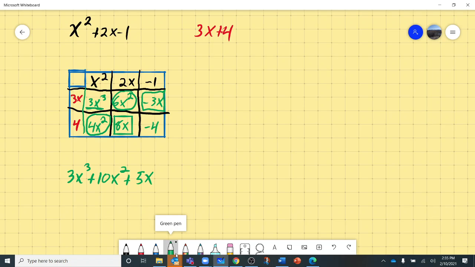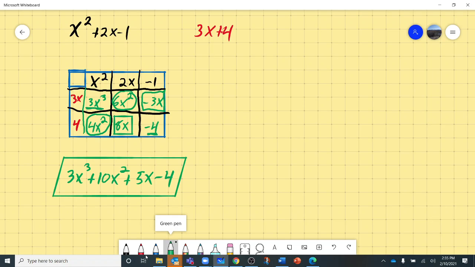And then I have just this minus 4 all by itself. And so I'm going to throw that in there as well. And that is actually the final answer after we've combined all of our like terms. That is what our answer should look like. 3x cubed plus 10x squared plus 5x minus 4.